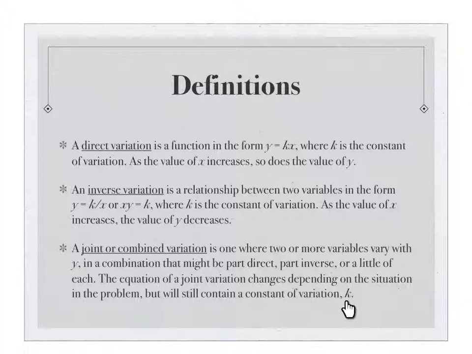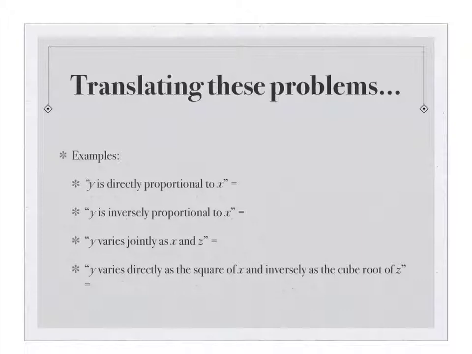All right, well, let's take a look at some examples of these types of variation. All right, let's translate some problems. Y is directly proportional to x is the same thing as saying y varies directly with x. We're multiplying them, k times x.